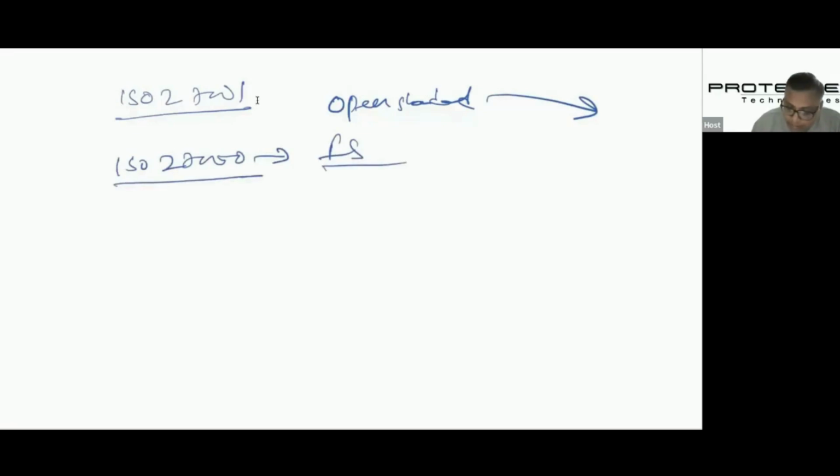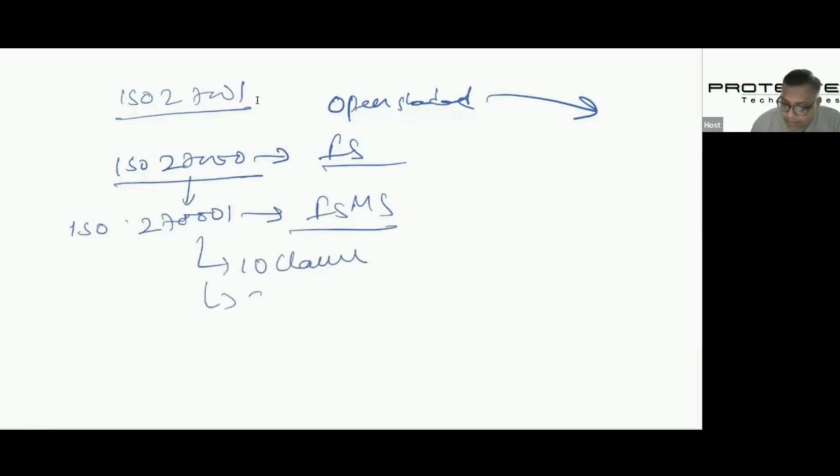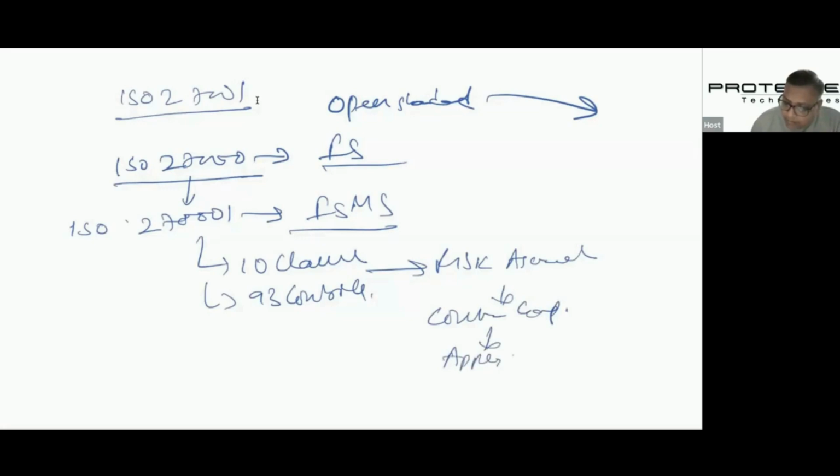And out of this, ISO 27001 is called the ISMS, Information Security Management System. How to manage information security in your organization. It has 10 clauses and 93 controls. You carry out a risk assessment and a control gap assessment, then you apply the controls and revisit the entire process again and again. So ISO is an open standard. Anybody can take it and adopt it in their organization.